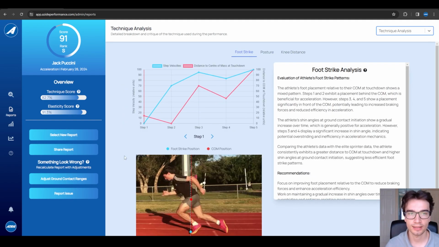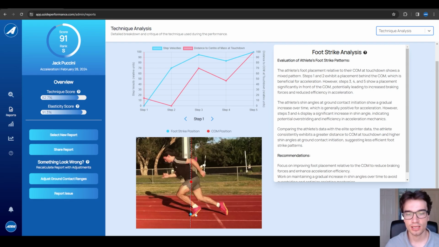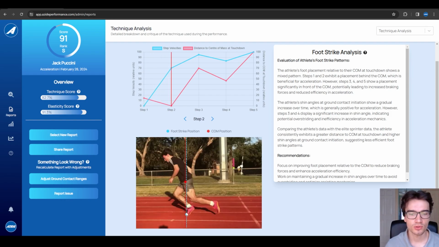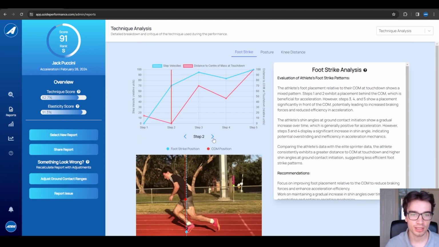If we go to the technique analysis tab, you can see step 1, not as good, but still pretty good. Generally for step one, you want to be quite a bit behind your center of mass. I think it's technically in front here, but roughly the same, but really we want to see quite behind. But step two's much better, relative to the last one. There's still room for improvement. The knee distance could be better. The distance from the center of mass could be improved as well, even striking further behind the center of mass, but it's much better here.